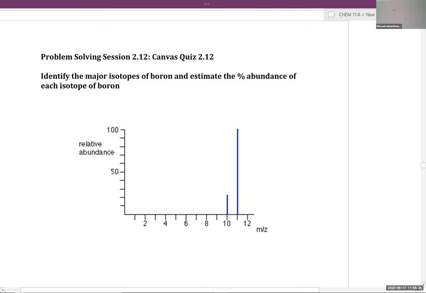And you can think of the mass to charge as just a measure of the mass number of the isotope. They're not exactly the same, but they're close enough that you can use that approximation in this case.